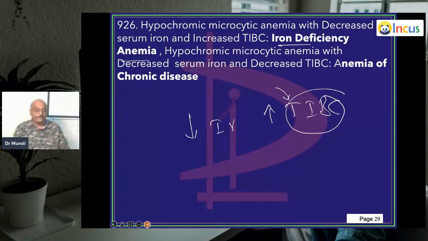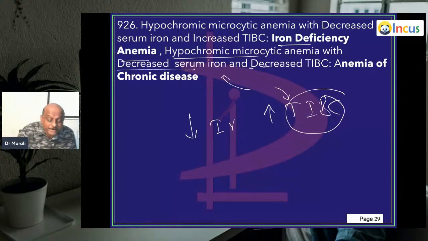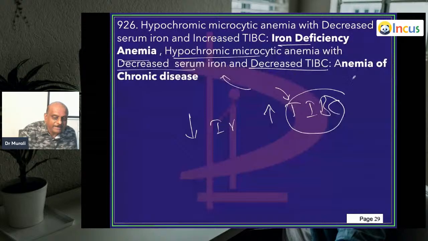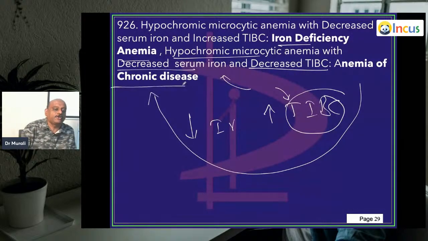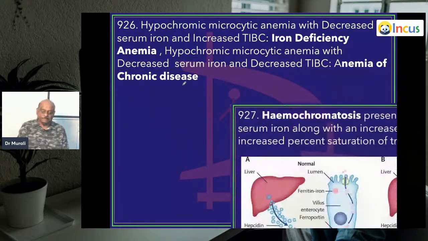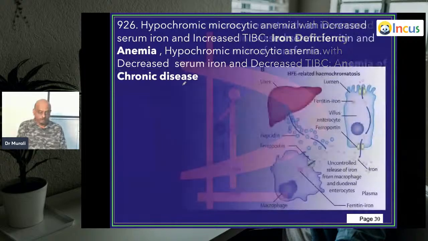He's calling me. So then, hypochromic microcytic anemia with a decreased serum iron and a decreased TIBC is the feature of anemia of chronic disease. Now comes the question, what is TIBC? What is total iron binding capacity? Why is it increased in iron deficiency? Why is it decreased in anemia of chronic disease? We will discuss that. So we'll come to that.